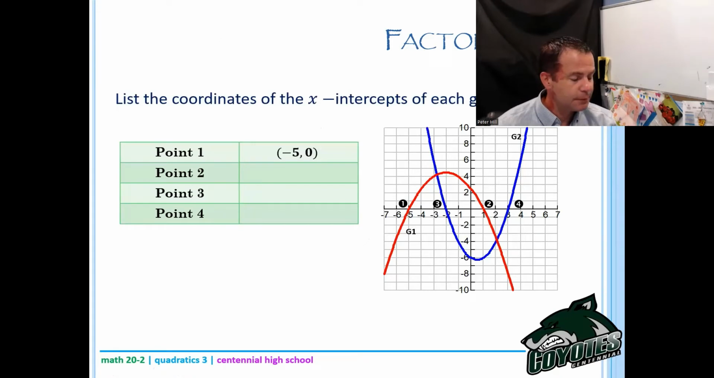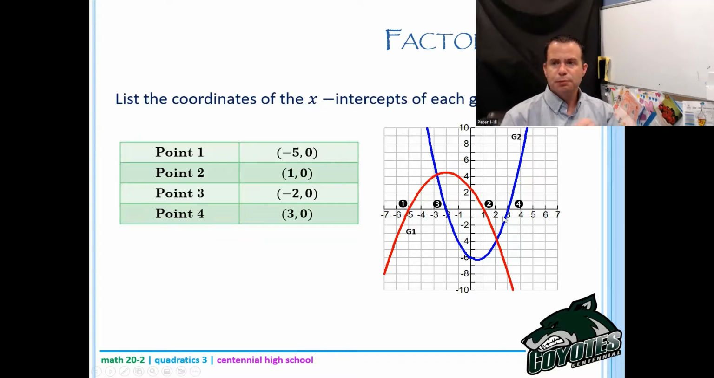In this graph, you have this in your book, list the coordinates of the x-intercepts for each graph. Okay, so point 1, I've given you, it's (-5, 0). Then we're going to scoot over to point 2, which is over here, because it's the other x-intercept of the red graph that I'm showing you. And that would be the point (1, 0). Then point 3 would be (-2, 0), and point 4 (3, 0). Okay, all of that should feel pretty familiar to you, just grabbing points there.